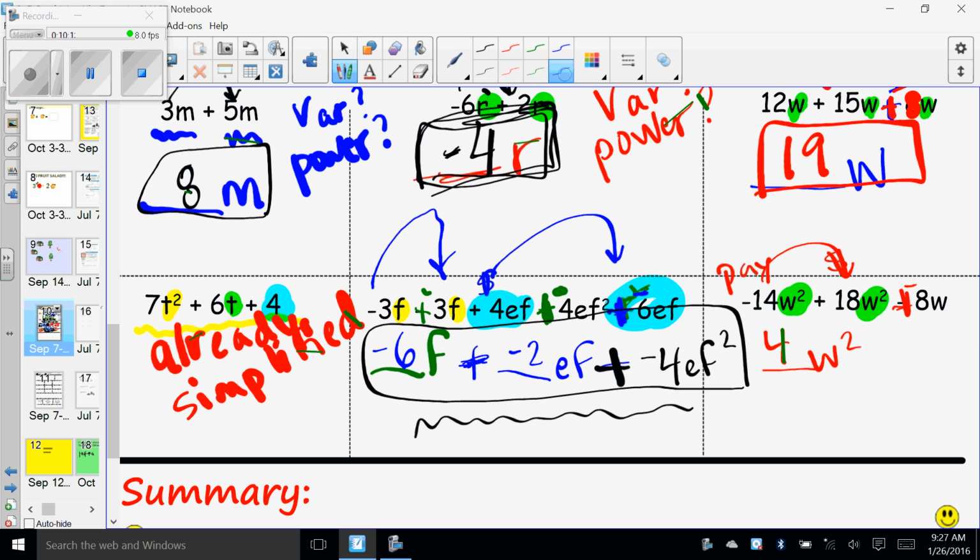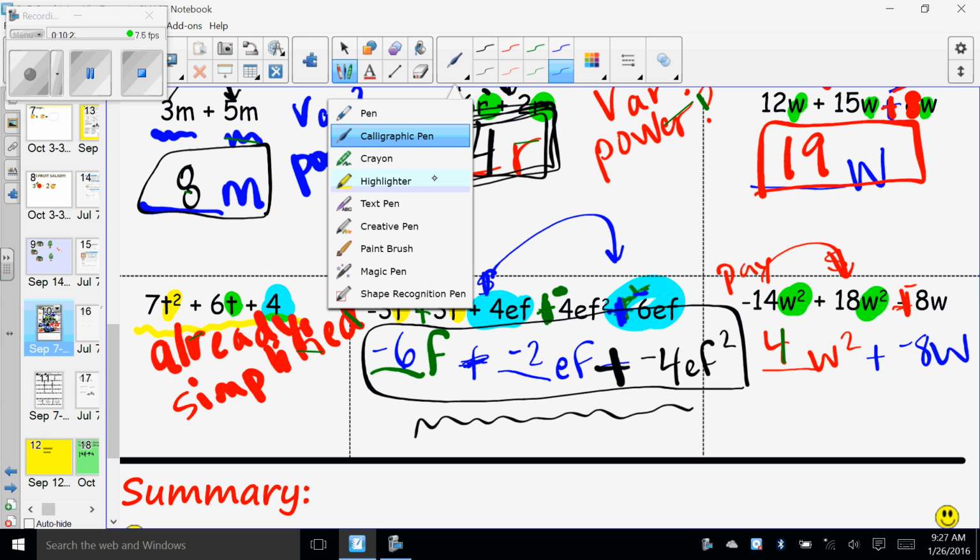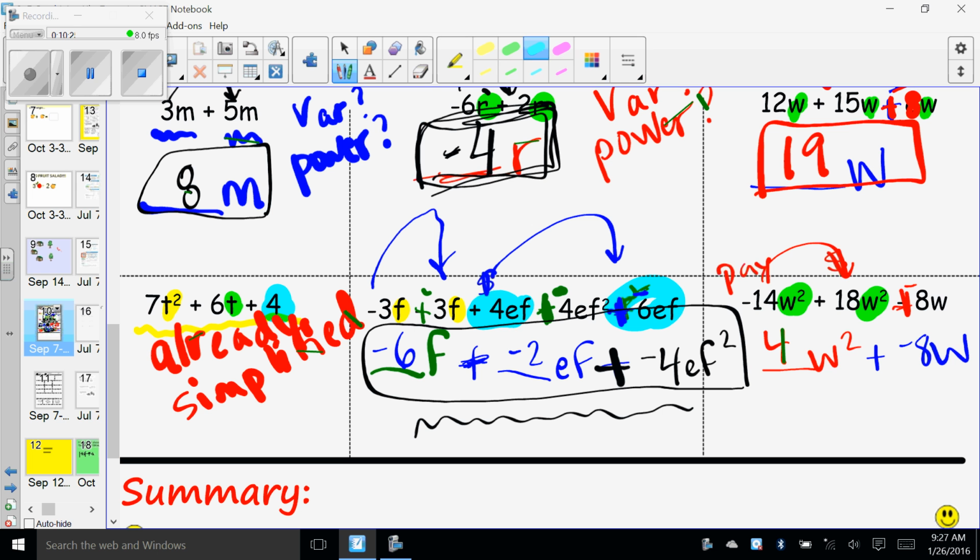Then we have this rule that's called, if I haven't used it, I drag it down. Is there any way for me to put these together? Well, I need the same variable w to the same power to combine like terms. So if I highlight my powers and variables there, I have a w squared and I have a w to the first power. We are done. So the answer to that problem is 4w squared plus negative 8w, done.